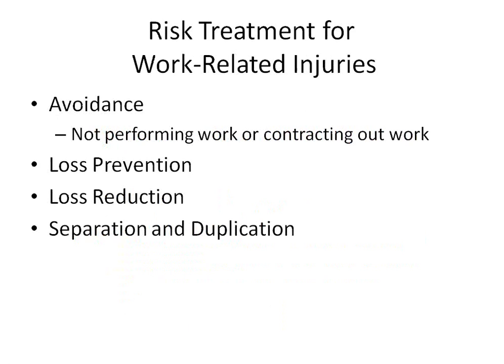So, risk treatment for work-related injuries. Now we've identified, looking at it from the operations, that we might have personnel risks, and we know what they are. We identify them through inspections, loss history, those types of things. And now we need to treat it. We need to determine what we are going to do about it. First of all, we can avoid it and not perform the work. We can contract it out or not do those types of operations.